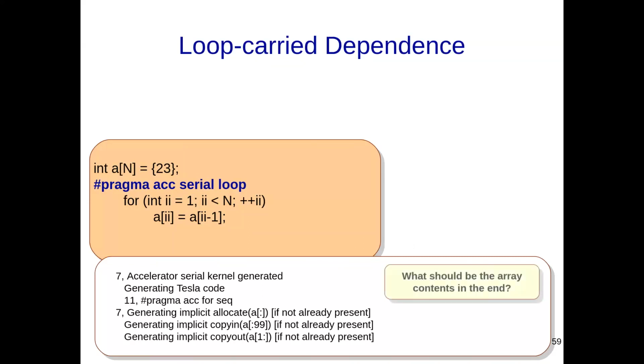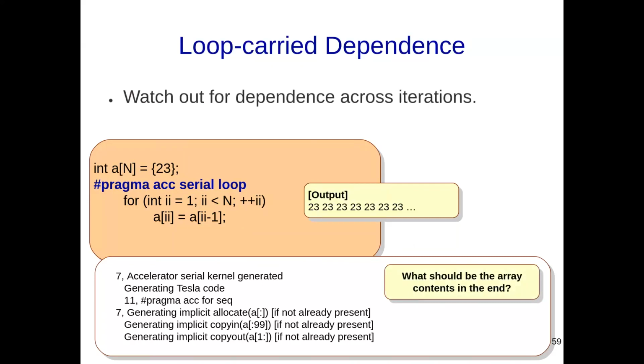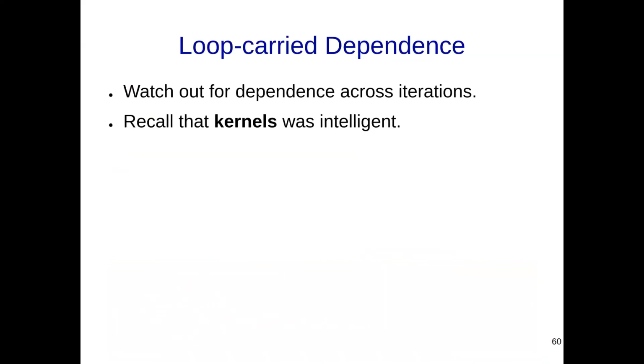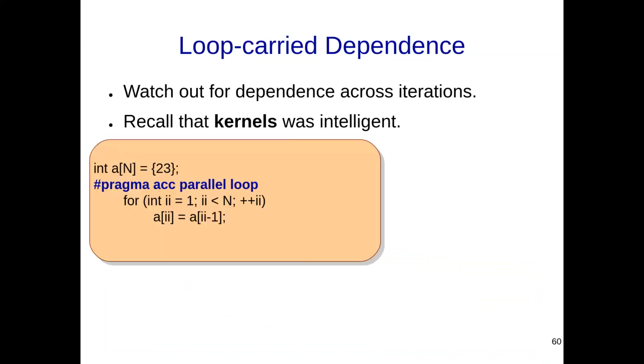Now, one thing to observe is this loop carried dependence. The ith iteration is dependent on the i minus 1th iteration, so there's a loop carried dependence across iterations. We have to be careful about that. Kernels was in some sense intelligent, but it also could cause some surprises. In a similar manner, in this case also we have to be a little careful. Okay, now let's add this parallel loop. Now what is the output that you think this program will give?